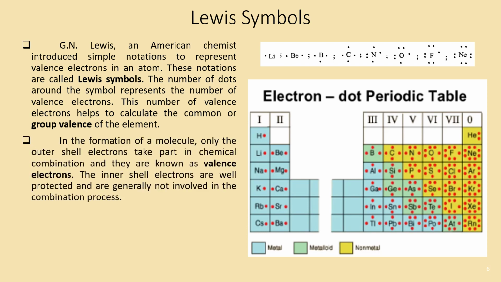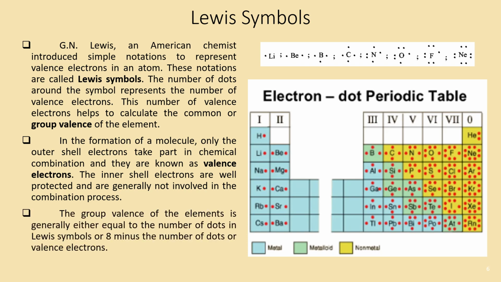In the formation of a molecule, only the outer shell electrons take part in chemical combination, and they are known as valence electrons. The inner shell electrons are well protected and are generally not involved in the combination process. Please note once again, the inner shell electrons are well protected and are not involved generally in the combination process.